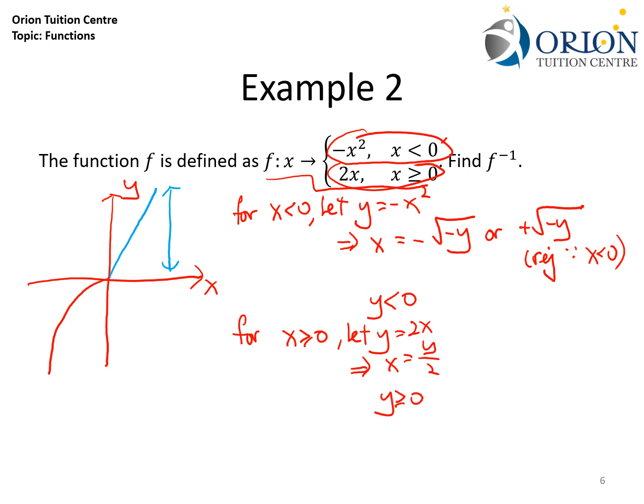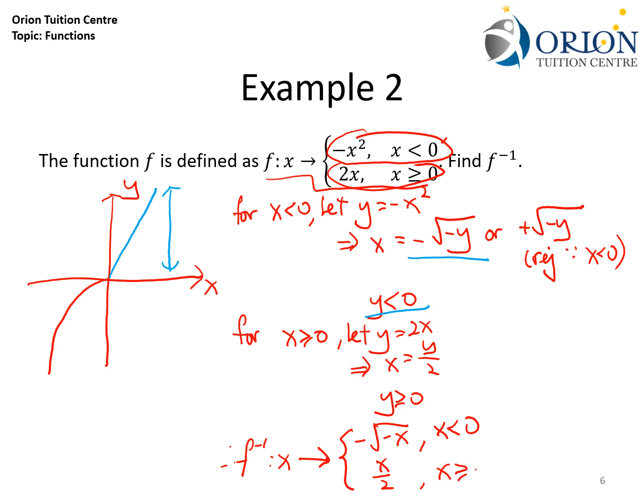Now we simply have to interchange all the x and y values, and we will be able to get the inverse function, which is f inverse will be mapped onto x to give us a big curly bracket: minus negative square root of negative x for x less than 0, which are from here and from here after we interchange x and y, and x over 2 for x more than or equals to 0, which are from here and from here after we interchange the x and y.